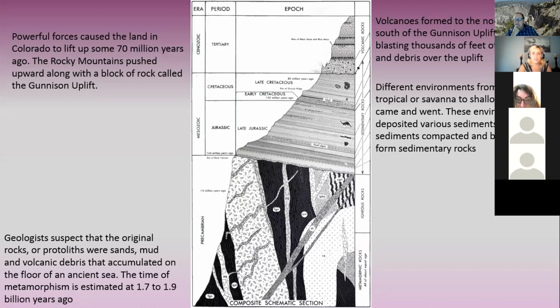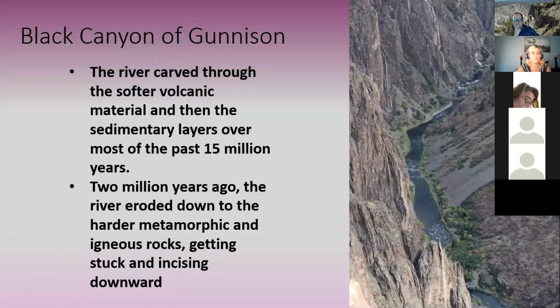What's neat about this, today, all of these igneous and sedimentary rocks are virtually eroded away. The river has carved through the softer volcanic material and then the sedimentary layers over most of the past 15 million years. 2 million years ago, the river eroded down to the harder metamorphic and igneous rocks of Precambrian age, and they got stuck, and the river started incising downward in a more tight canyon form.